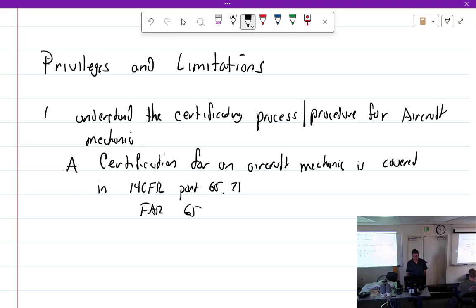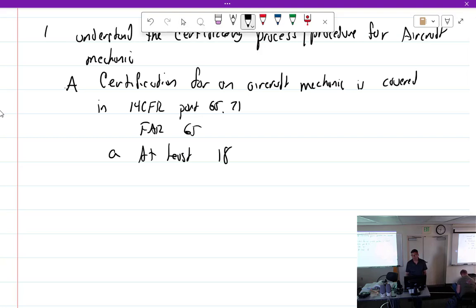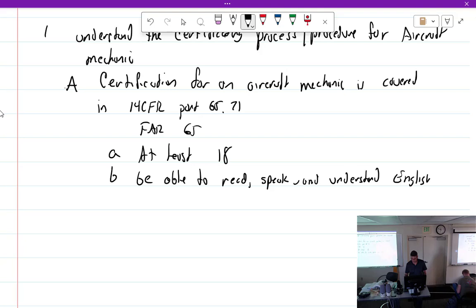So, all right, it's Part 65. Let's see what it says. You have to meet a certain number of requirements. One, you must be at least 18 years old. What if you're not 18? Well, grow up. Get there. At least 18. Be able to read, speak, and understand English. Asterisk.